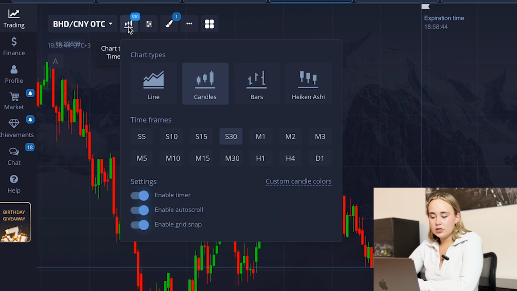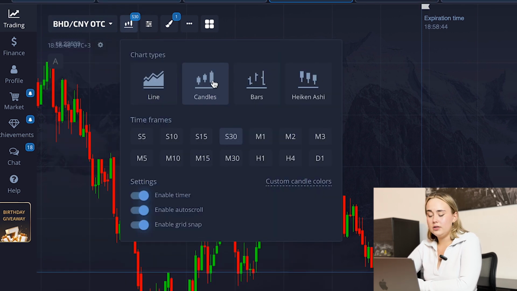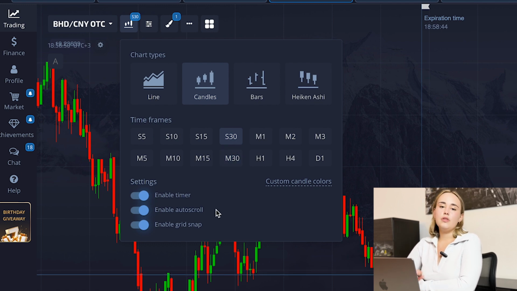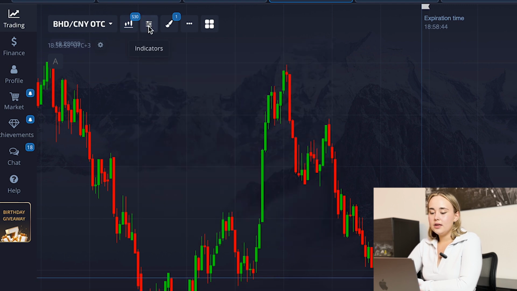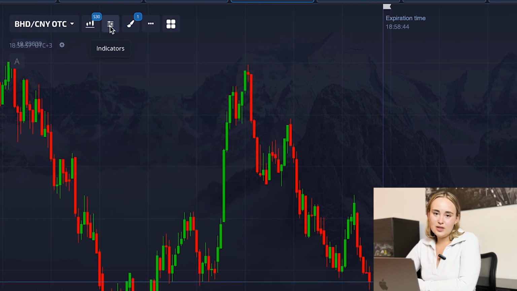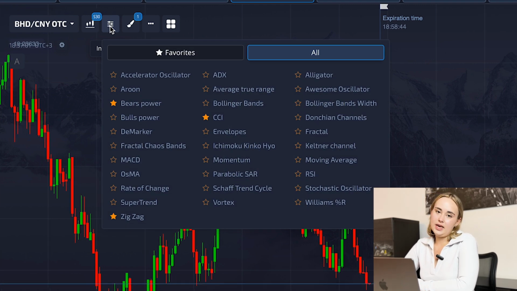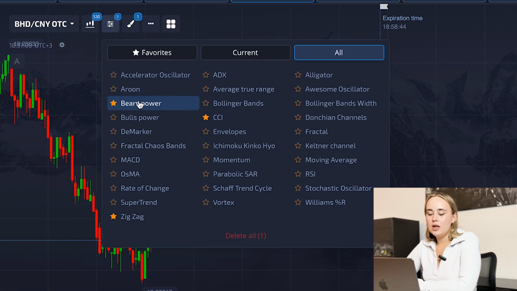Next, the chart type. We are going to use candles for 30 seconds, and make sure that you put all the tumblers right here. And then the most interesting part of today's video: we are going to choose an indicator, and we are going to start with the indicator called Bears Power.